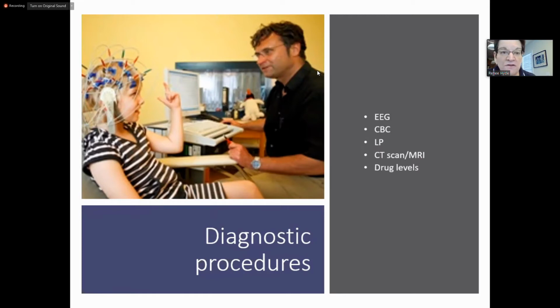CT scans or MRIs are often done because I will tell you guys, the most common cause of seizure in a patient that has previously not had one is brain tumor. It is often the presenting symptom for most patients with brain tumor is seizure.